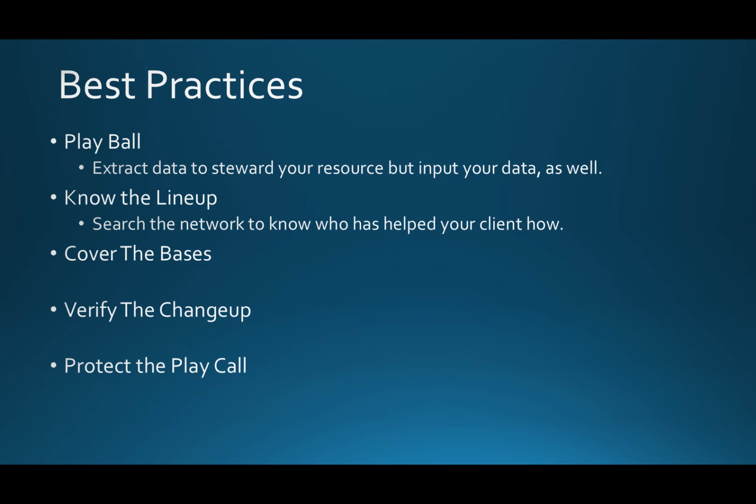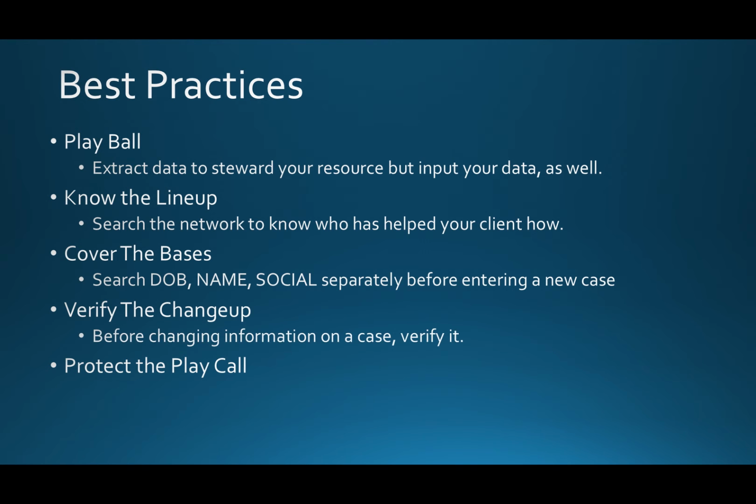Thirdly, you want to cover the bases. Before you enter a new case in Charity Tracker, please search separately the date of birth, and then search for their name, and then search for their social security number. If you do all three of those, it's safe to say that they are not one of the 57,000 plus people that we have in the Charity Tracker network currently. But with that many people, there's a good chance that whoever you're interfacing with, they may already be in that system. Verify the change-up. So before you change information on a case, please verify it.